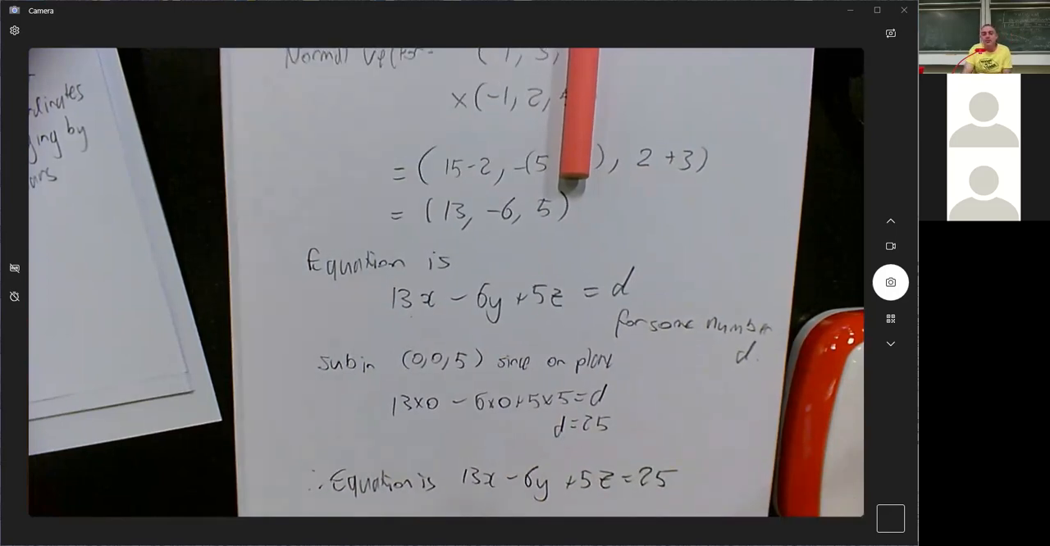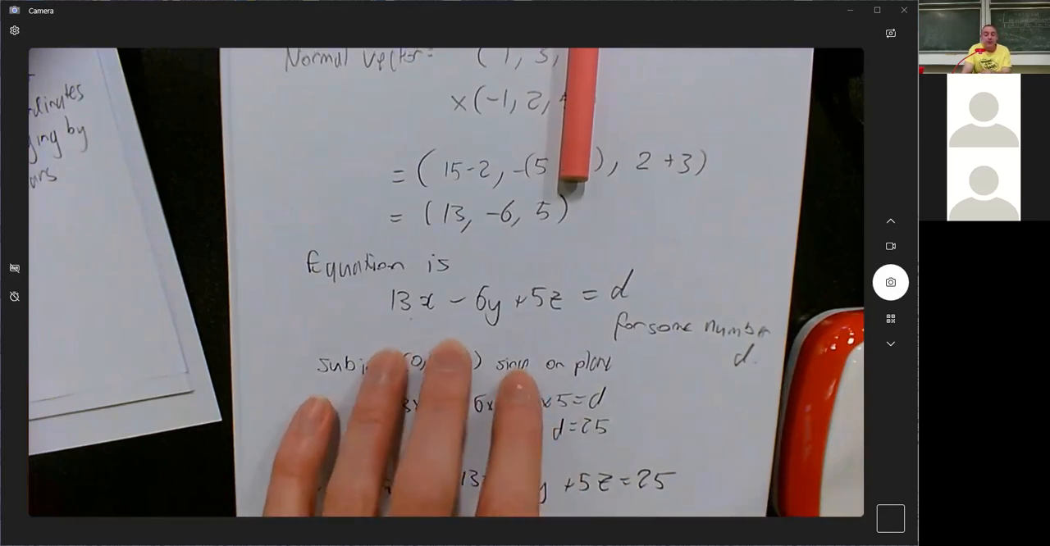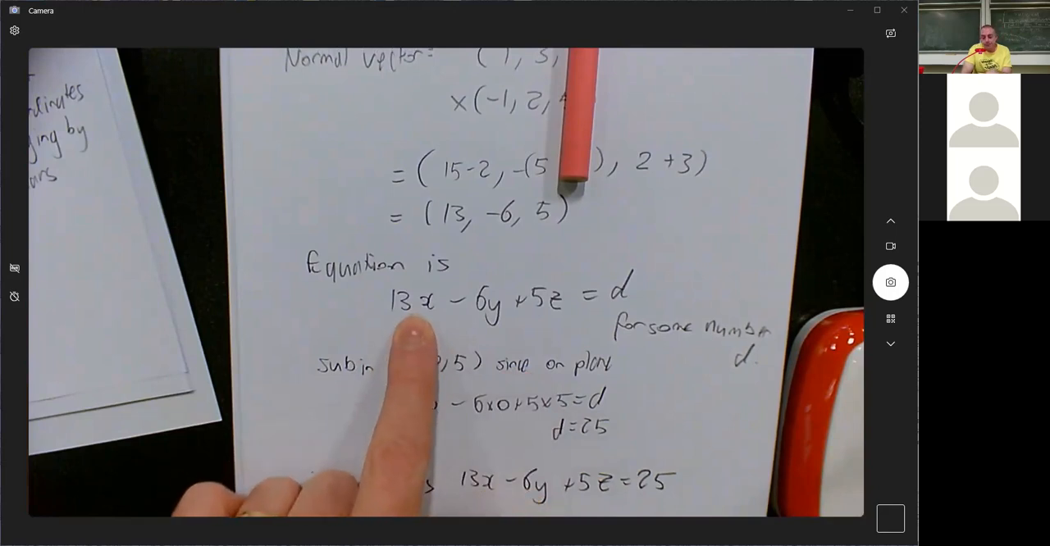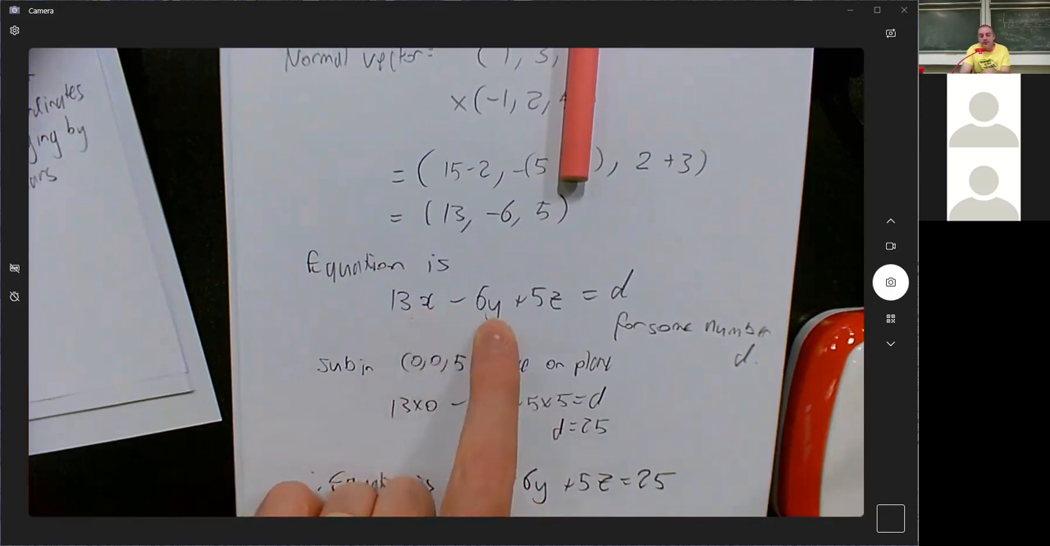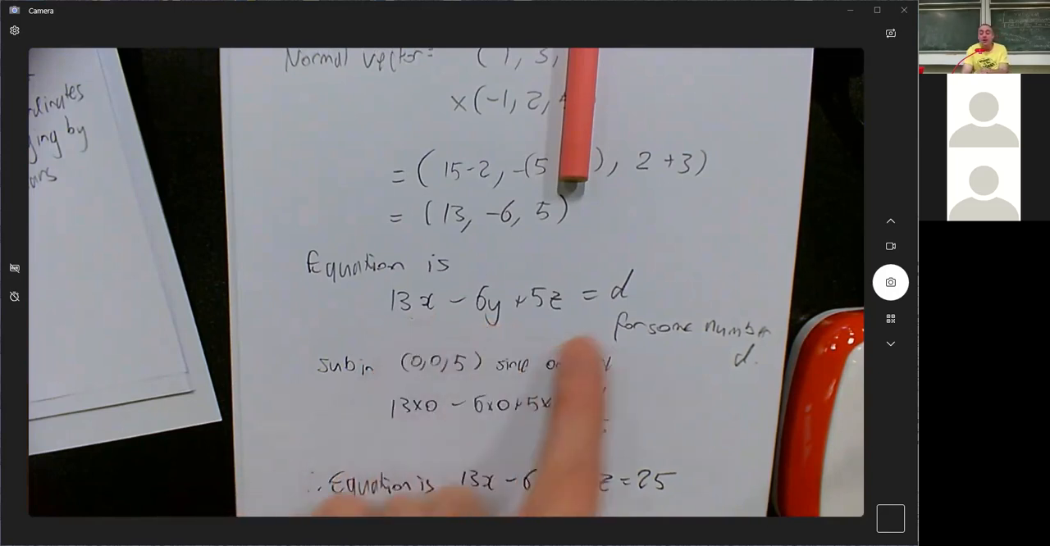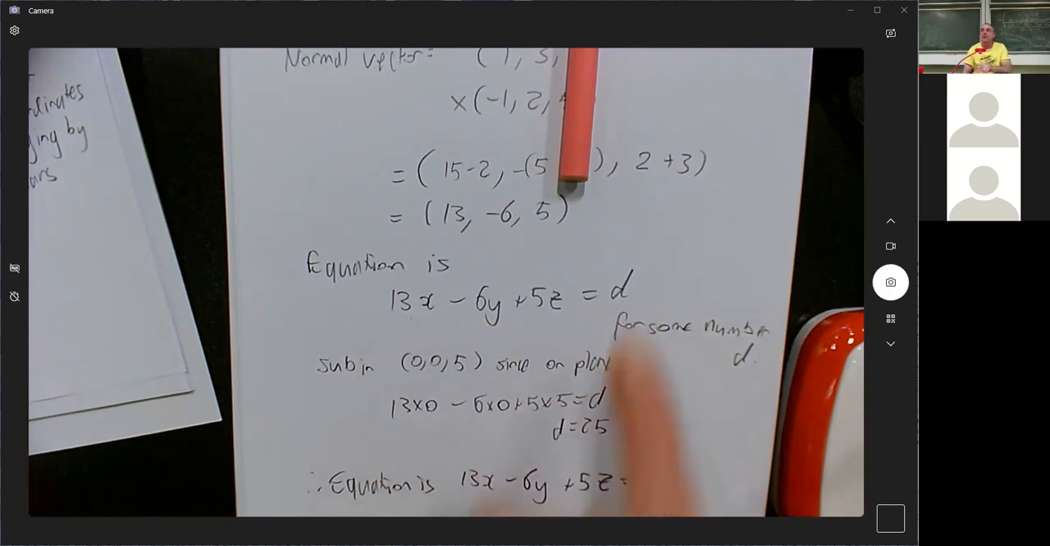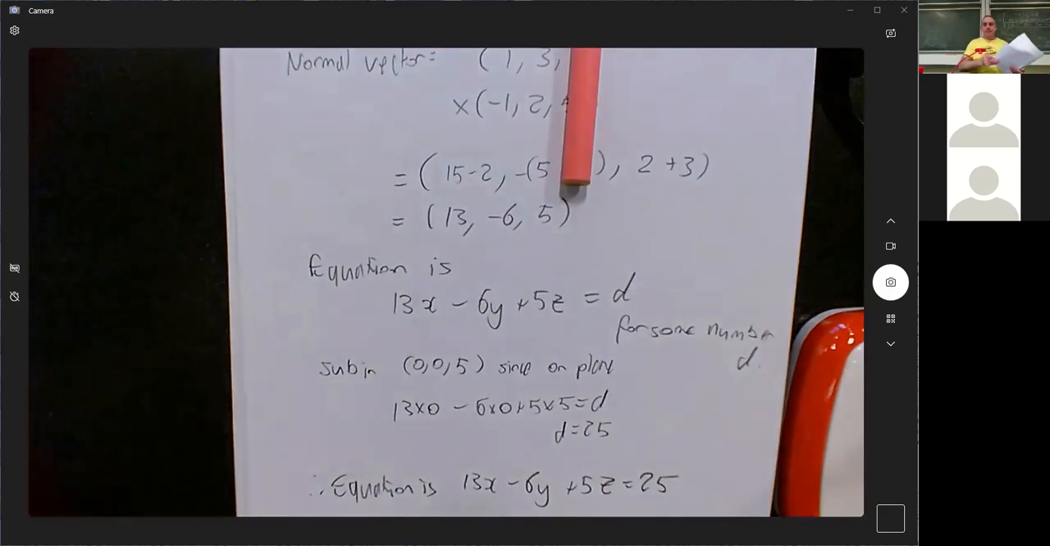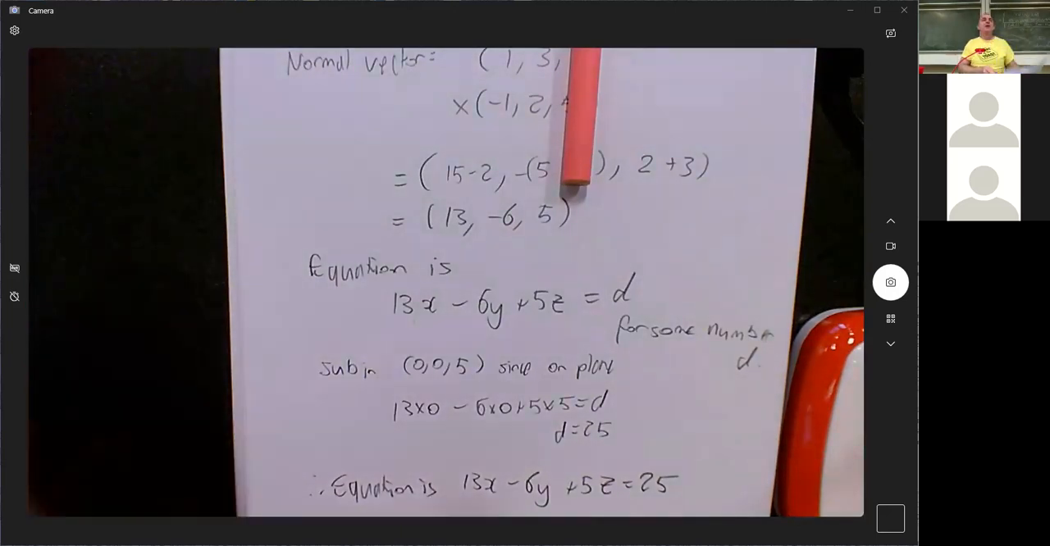And if you wanted to be absolutely certain that you had done it right, if you subbed in any other point that you know is on this plane, it should give you the same answer for d. So if I had subbed in the point 1, minus 2, 0, well, 13 times 1 minus 6 times minus 2 is 13 plus 12, which is also 25. So that works out well. All the points on this plane will give you the same answer for d because that's the point of the equation. So I believe that it is good.